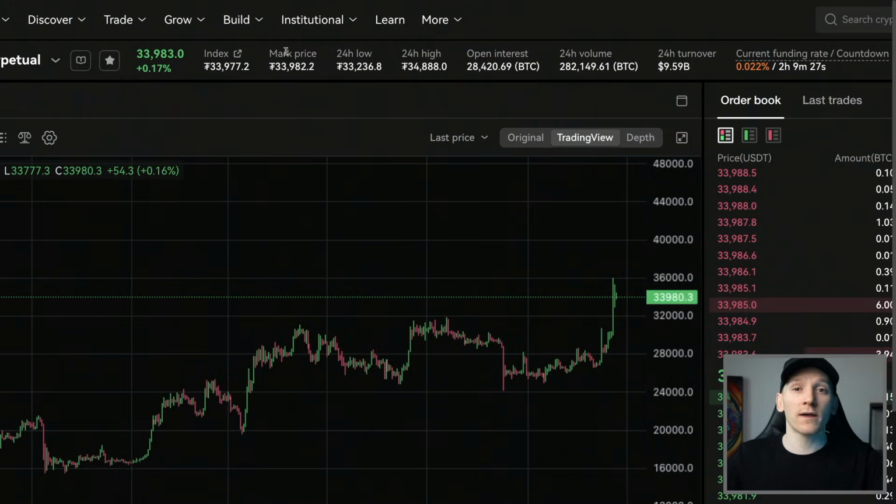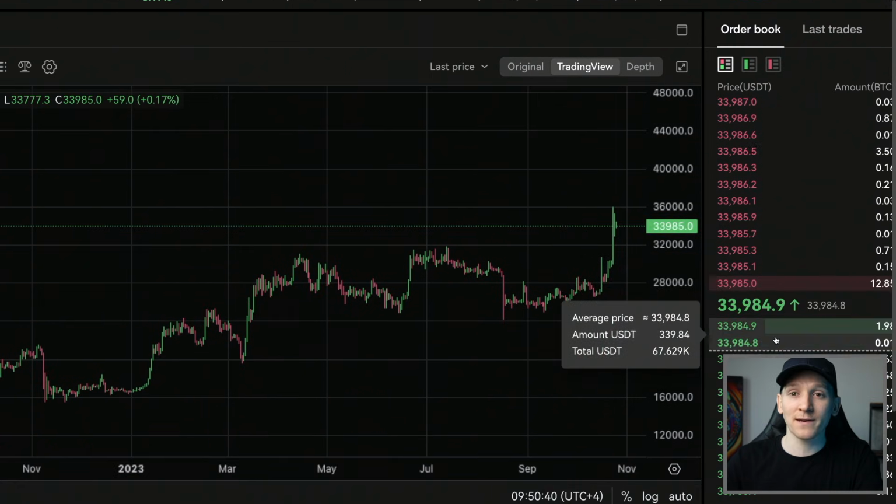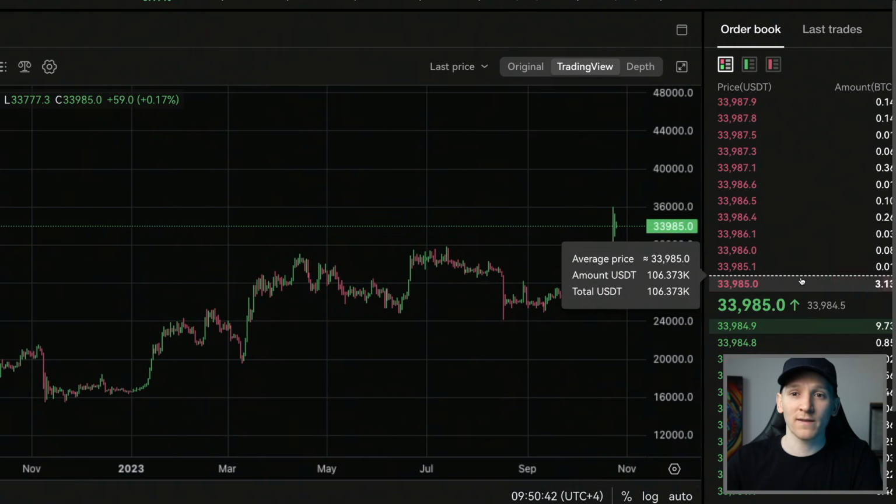There is a difference between the mark price and the market price that we trade. Because we're trading a contract with futures, the mark price is the official price of the contract. And this can be a little bit different than the market price that we see right here.